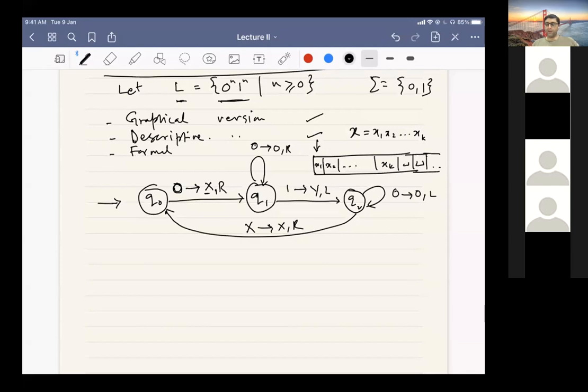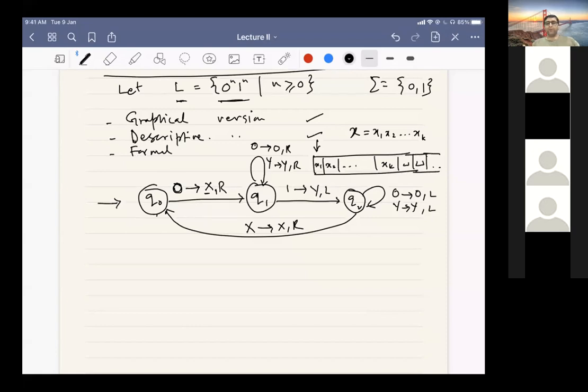Over here, there are two more transitions which I did not show. If it finds Y, it does not change anything to the Y and keeps moving to the left-hand side. And in this process, if it finds a Y, it does not change anything to the Y and keeps moving to the right. Now over here, when it is in Q0, it means that we were successful in finding the first zero and finding the corresponding one on the other side.